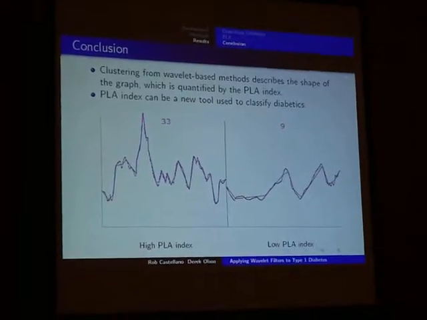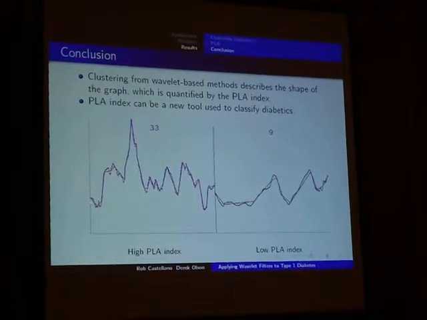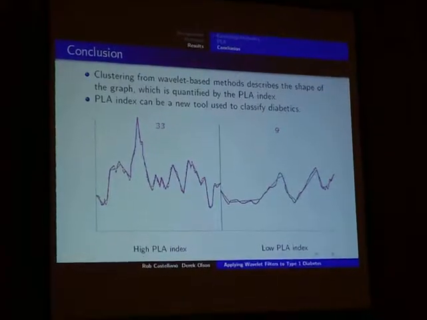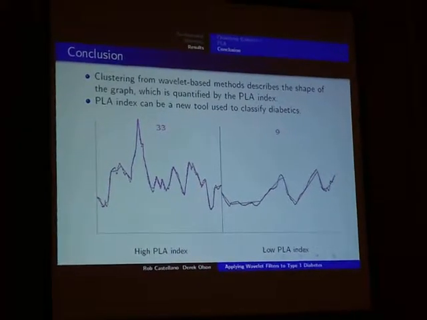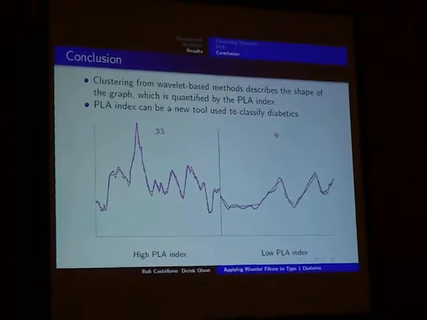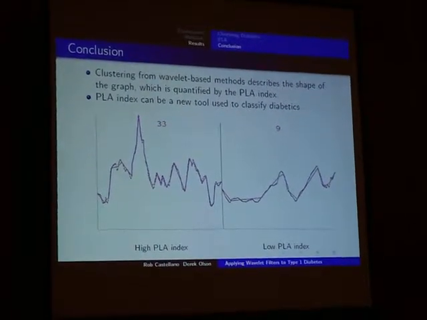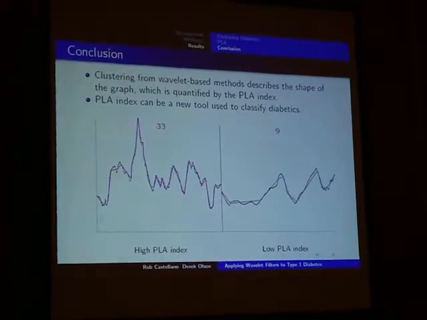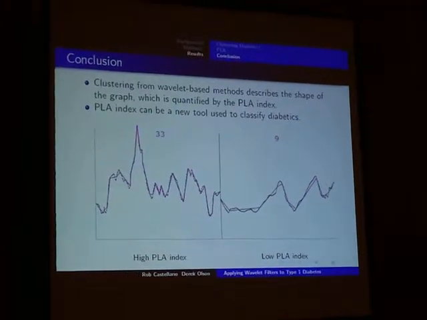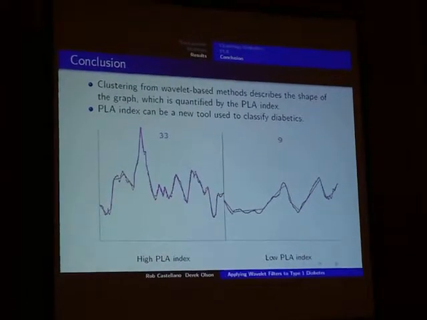So take these two examples again. On the left, we have a high PLA index. This diabetic has a very variable graph. He doesn't know where his blood sugar is going to be from one minute to the next. It's very unpredictable, and hence he can't treat his diabetes very well. On the other hand, on the right, we have a low PLA index. Everything is very low lying. There are no sharp jumps. His blood sugar is very predictable, and therefore he can better treat his diabetes. So even if his blood sugar is very high, it's predictable. So there are only small changes that need to be made in order to properly treat it and get the diabetic truly healthy.